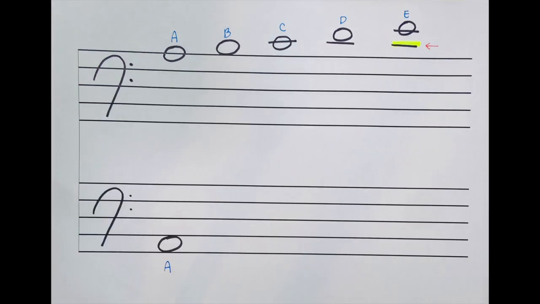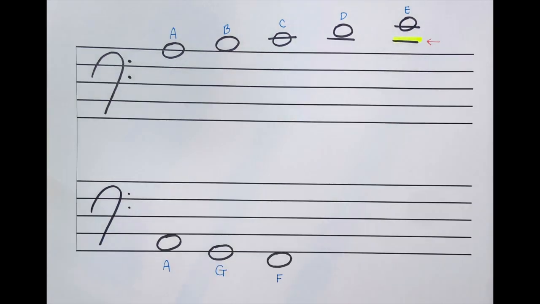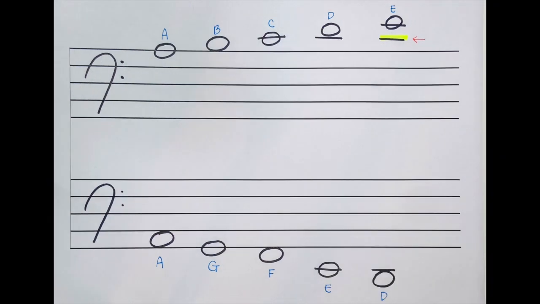We can go low as well. We have the note A here, meaning that the note on this line is a G, and then F, E, then D. Never forget to write all of these ledger lines. Without them, you would actually be writing the wrong notes.